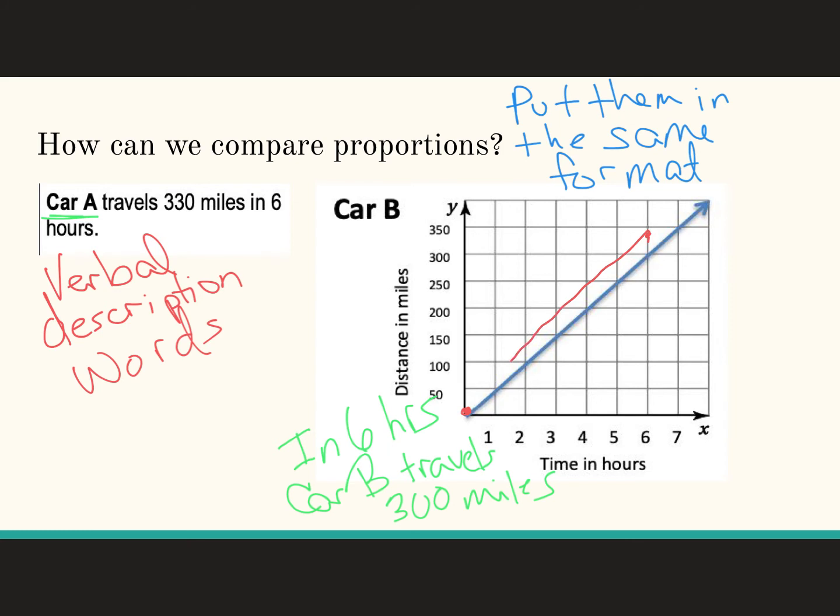See how good my line is. It's not going to be perfectly straight because I'm drawing freehand. But you can see that that line is steeper. They both start at the same point, and this one's going up quicker. So you're just going to put them into the same format.